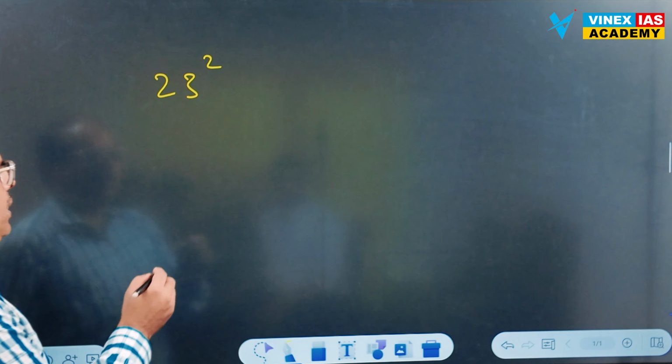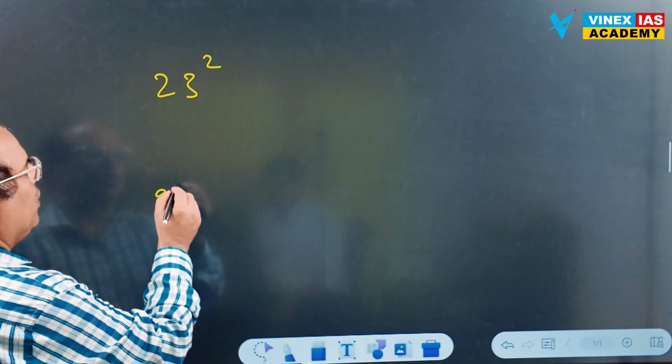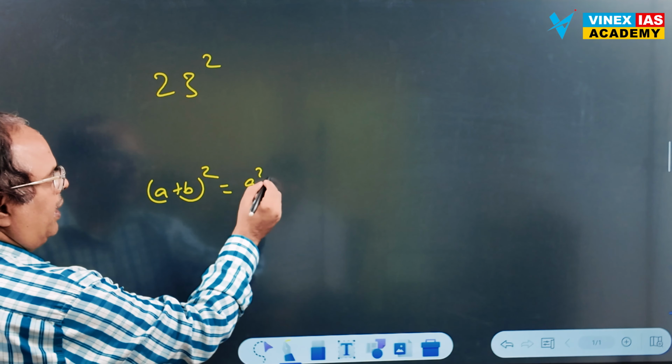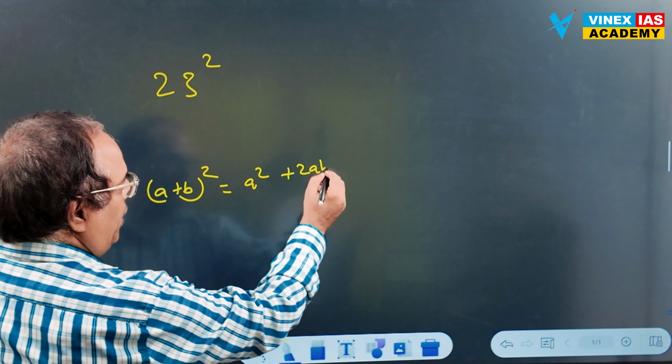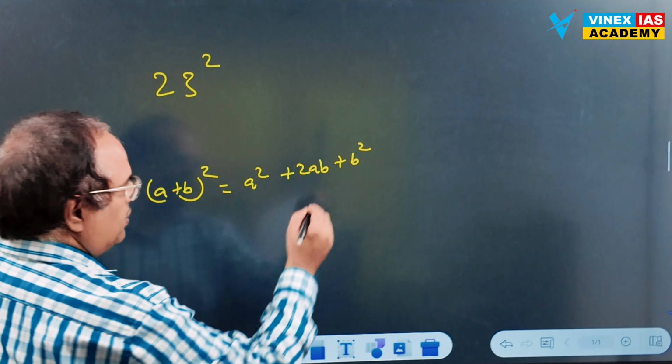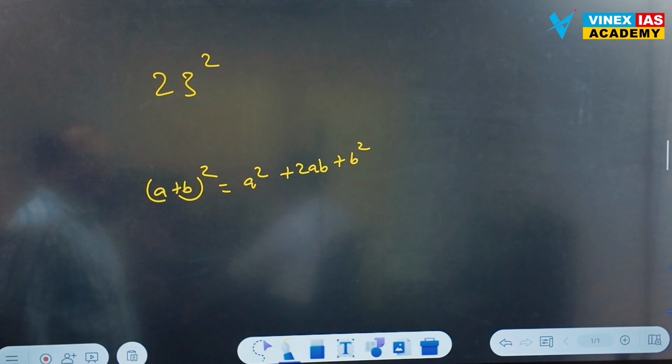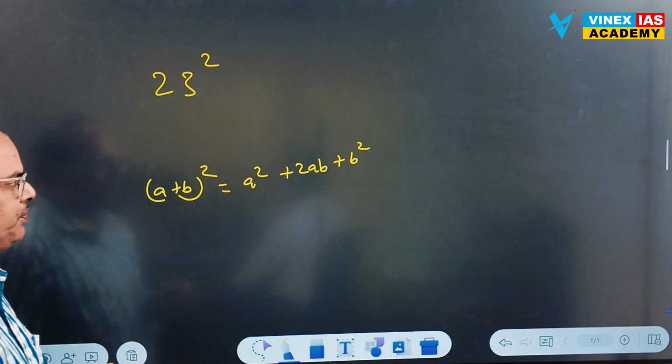Now we all know that (a plus b) whole square is given by a square plus 2ab plus b square. The same concept can be used in Vedic mathematics to find the square of a number.